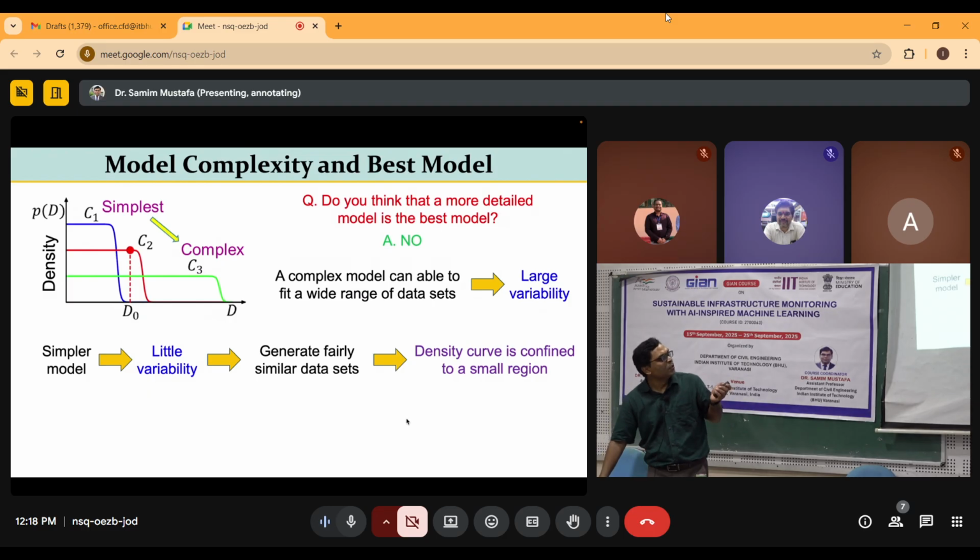No, suppose C2 is the intermediate model, not the most complex. Most complex is C3.